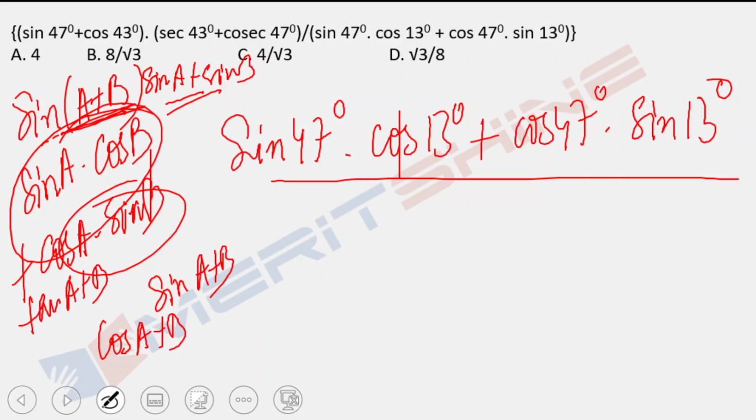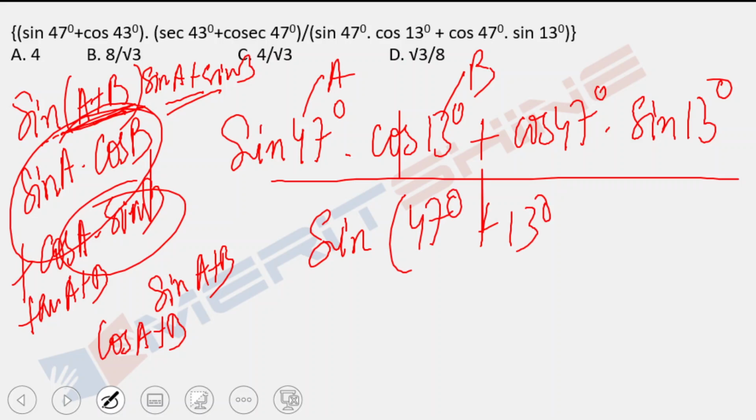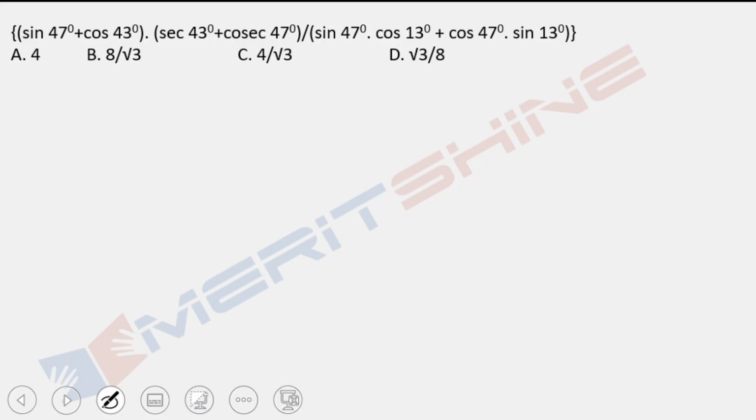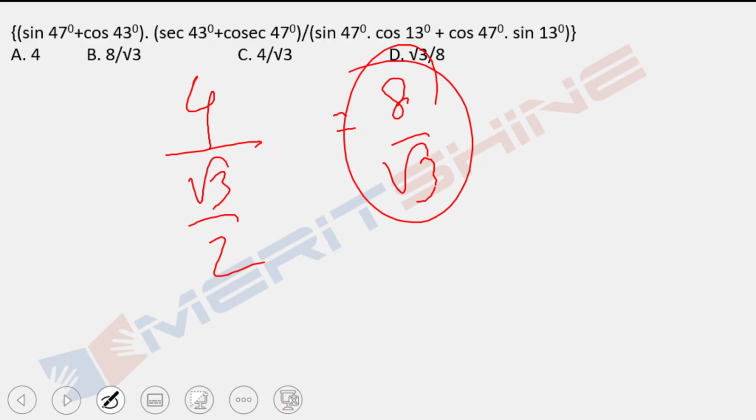Now, coming back to this question. If I take this to be A and this to be B, I see this is nothing but sin A plus B. So, 47 degree plus 13 degree, this is sin 60 degree, right? So, we have our answer here. Denominator is sin 60 degree, which is root 3 by 2. So, your numerator was 4, this was root 3 by 2, you are having 8 by root 3 as the answer. Your answer is this one. That's how you do it.